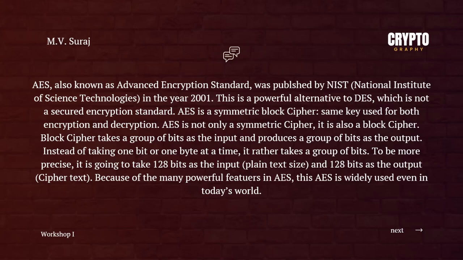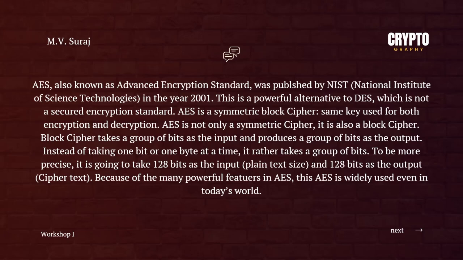Block, you could think of as a group, and cipher is basically the rules to scramble data, right? So cipher means the rules, and you could think of block as a set of data. Obviously, I think you understand what I'm trying to say. A block cipher takes a group of bits instead of individual bits. Instead of taking one bit or one byte at a time, it takes a group of bits. That's what we mentioned before.